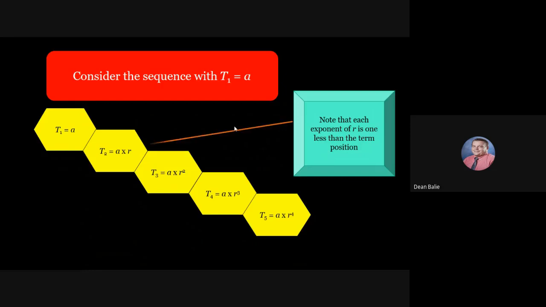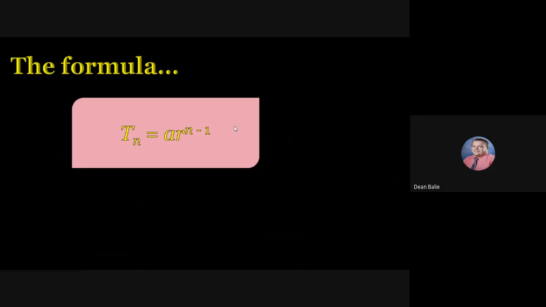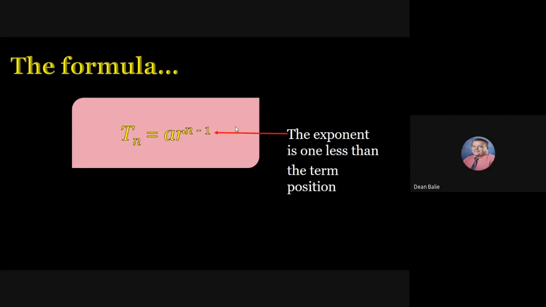Okay, based on that then, that's just to show you where it happens there. Based on that, we come to a formula that Tn is A, which is your first term, multiplied by R, which is your common ratio, to the power of 1 less than the position we're working with. So the exponent is 1 less, okay, than the term position. Term position is n.